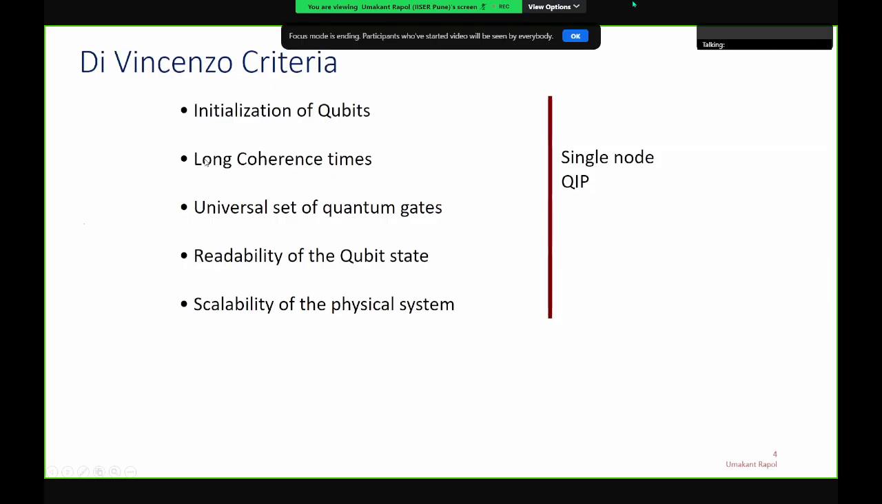Then the third criterion is you should be able to have a universal set of quantum gates which you can apply on your qubits. Like what Vibhor talked about in the previous talk, this is about changing the state of the qubit, or changing the state of a particular qubit conditioned upon the state of some other neighboring qubit.